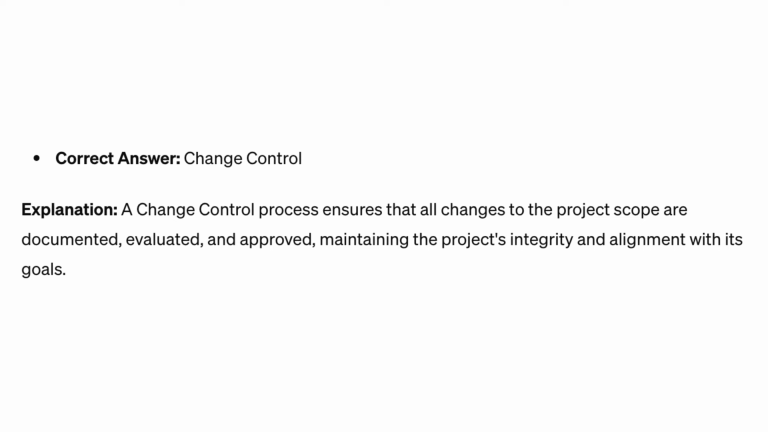Correct answer, change control. Explanation. A change control process ensures that all changes to the project scope are documented, evaluated, and approved, maintaining the project's integrity and alignment with its goals.